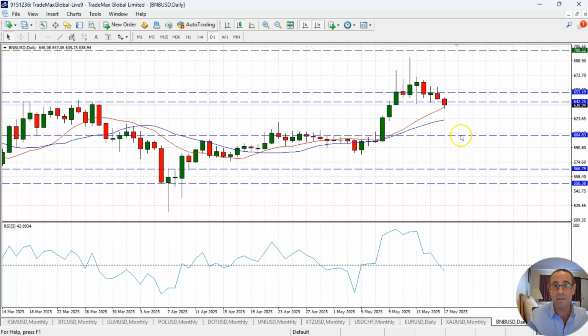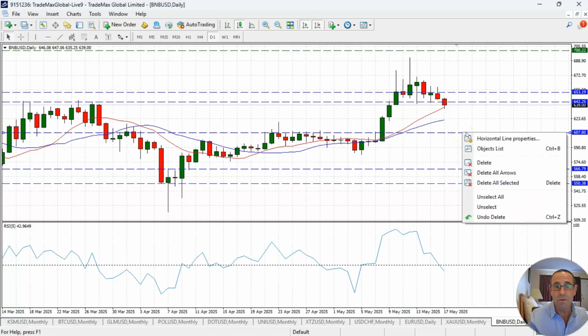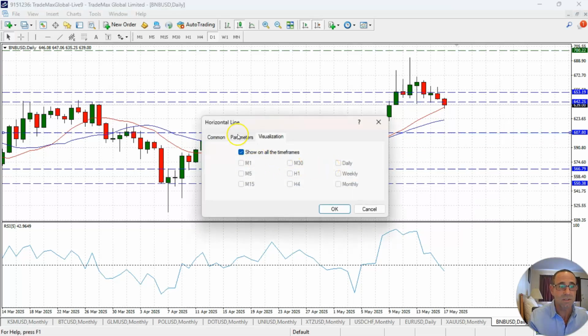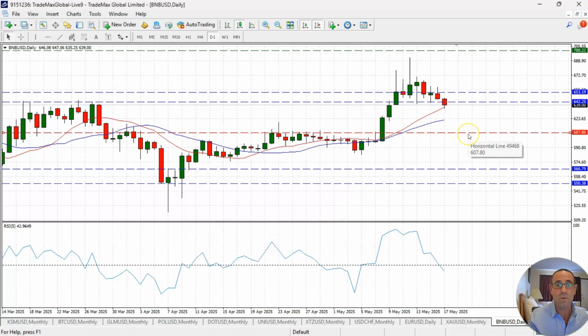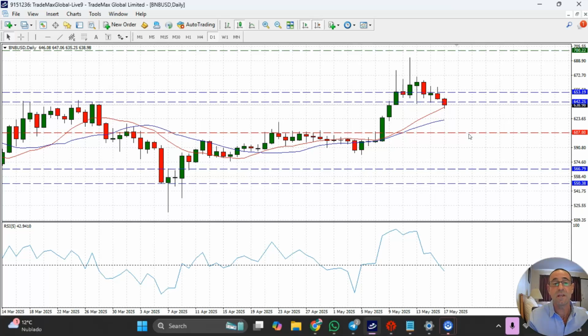We can't forget that. We're going to put our stop loss level somewhere around the level of 607 or 608, right? We'll give it a red color. That's where our stop loss level is going to be. The stop loss level is like an insurance policy at the end of the day.